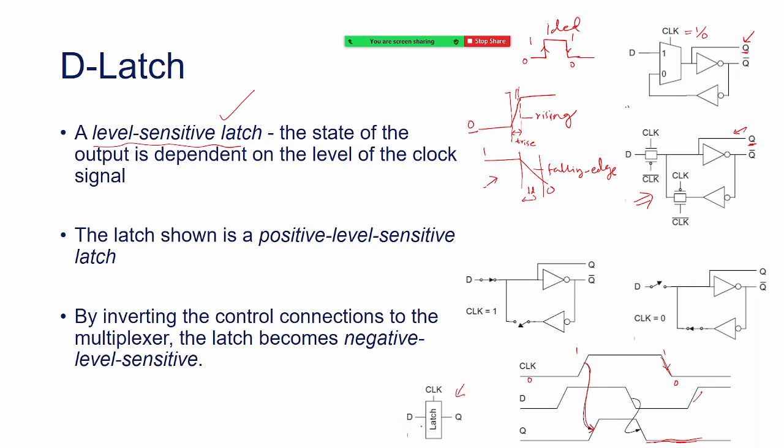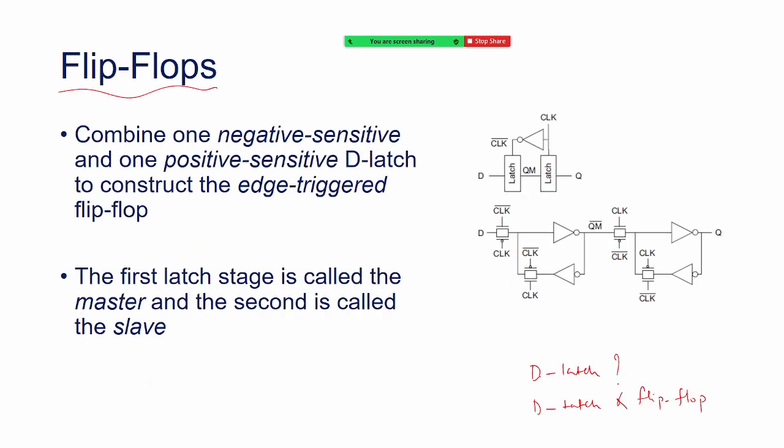And this is the symbol. See, the symbol of a simple latch has data input, output, and the control, which we simply call clock. Now what is a flip flop? A flip flop is taking one negative sensitive latch and one positive sensitive latch, D latch. D is data latch. Now what is a negative sensitive latch and what is a positive sensitive latch?